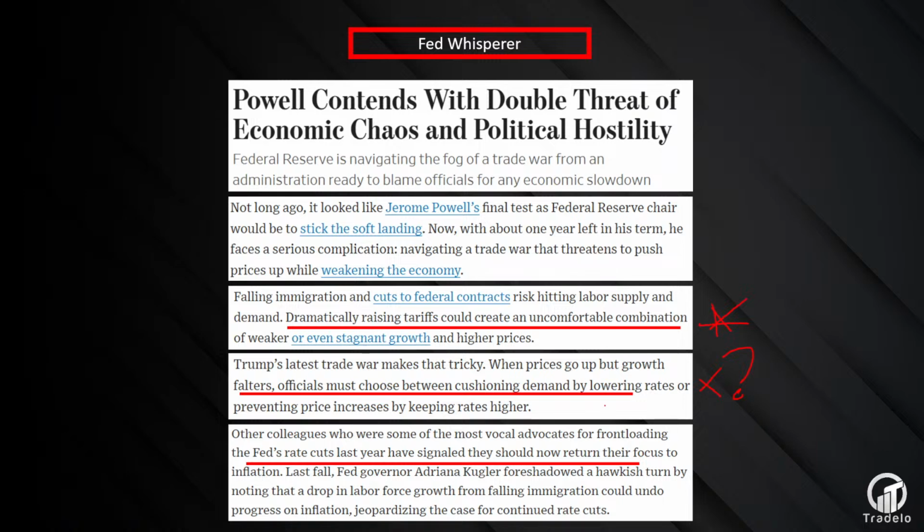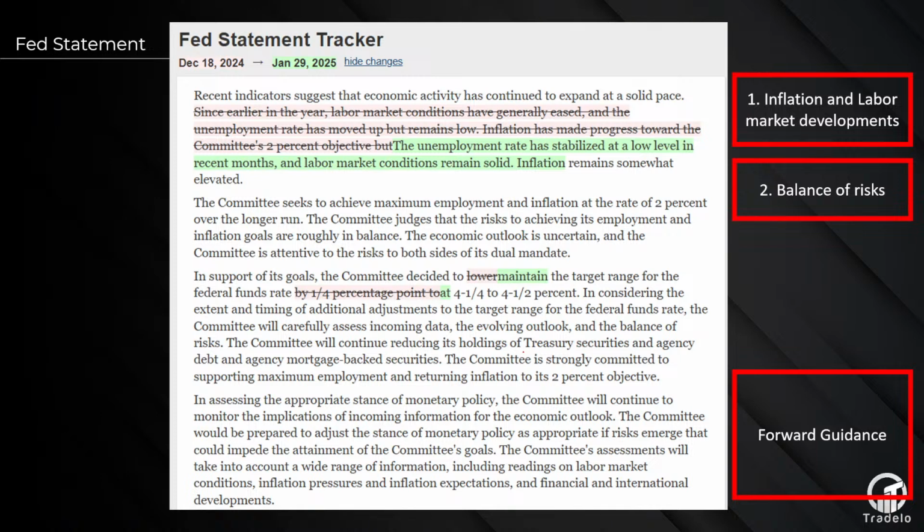Okay. Let's now turn our attention and talk a little bit about the statement. That is the previous statement. You can go through this in your own time. There was no real change in the statement, and I don't expect there to be any kind of change in the statement. Perhaps some minor word changes, but I don't think there's going to be any change. The initial focus will of course be on the dot plot, but then it's very much about the Q&A.